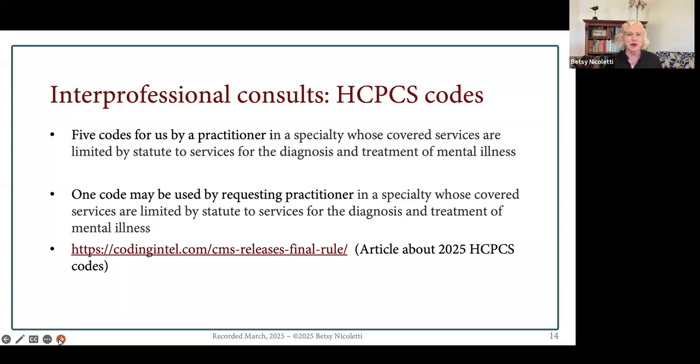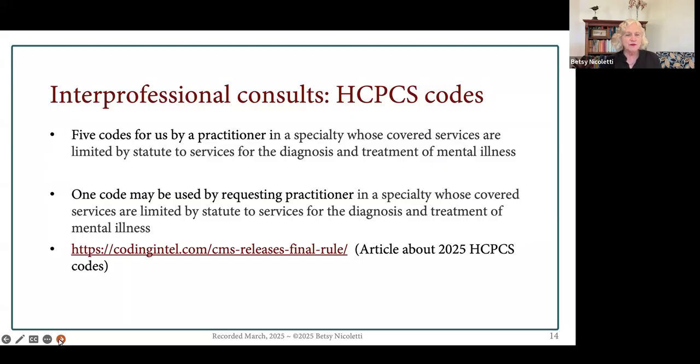Okay, how about our HCPCS codes? So we got some new HCPCS codes in 2025, and the last bullet on this slide is an article about all those new HCPCS codes we got in 2025. I think I called them a bonanza at the time because there are about 30 of them. So there you can read about these HCPCS codes on the website.